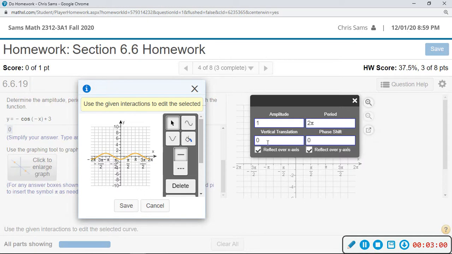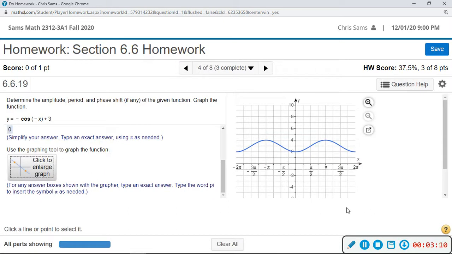There is a vertical translation of the positive 3 back here. This positive 3. So I'm going to change that to positive 3. All right. And then that gives us our graph.